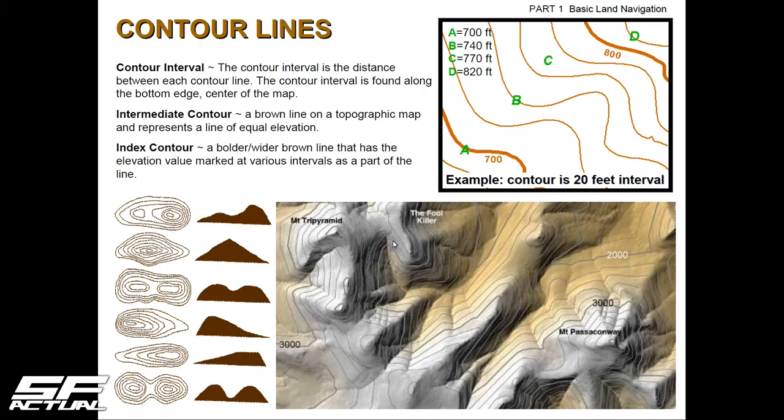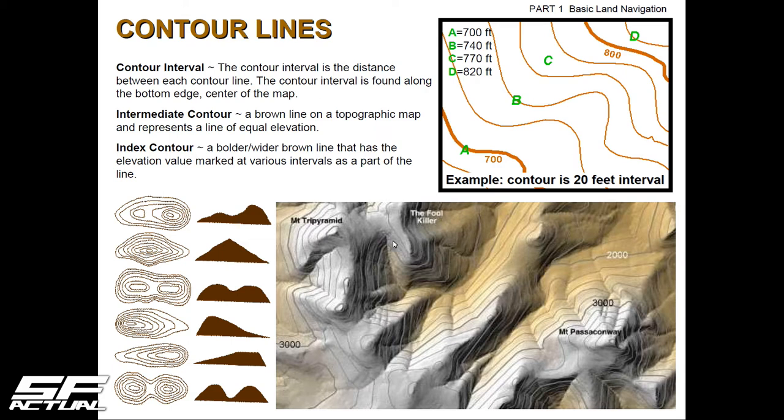So contour lines is the distance between each other contour line, and they are found along the bottom edge and center of the map where you see in the example it was 20 feet on that map we were looking at. Intermediate contour lines are a brown line on a topographical map and represent a line of equal elevation. So we'll go over that in a second. An index, a bolder, wider line that has an elevation value marked at various intervals as part of a line.